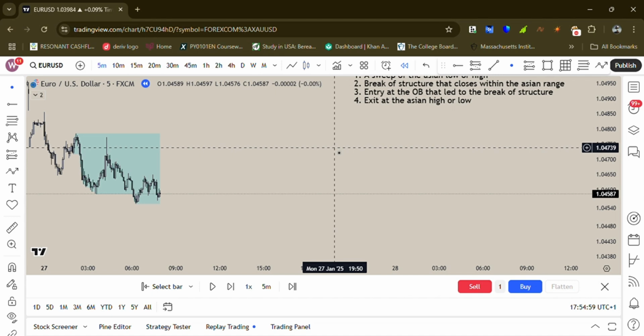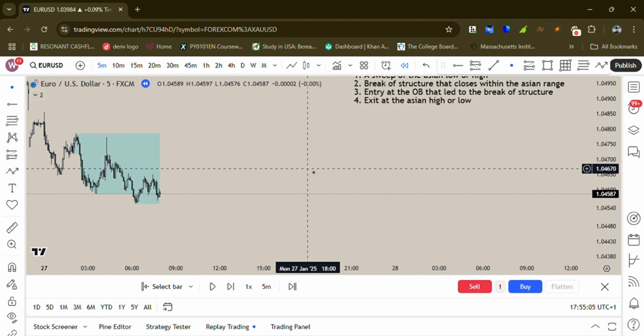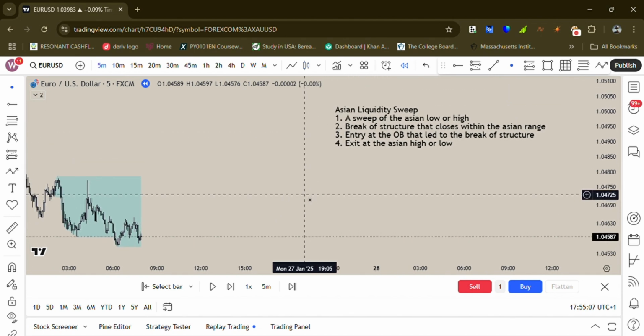A few days ago, after I had passed phase one of my prop firm challenge, I was in a massive drawdown on the second phase until I used this entry model, the Asian liquidity sweep model.